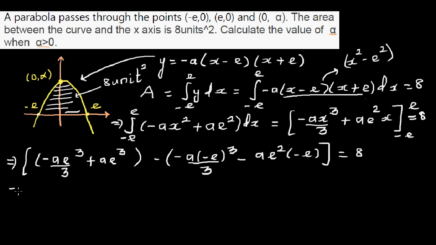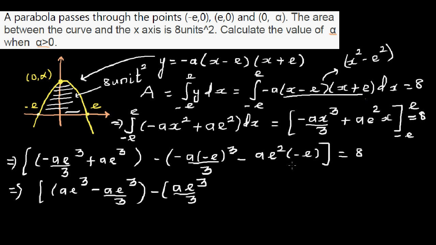Simplifying this, you can say this is a e cubed minus a e cubed divided by 3, minus the minus e cubed, and the minus and minus make this positive, so plus a e cubed divided by 3, and negative and negative is positive, plus a e cubed is equal to 8.